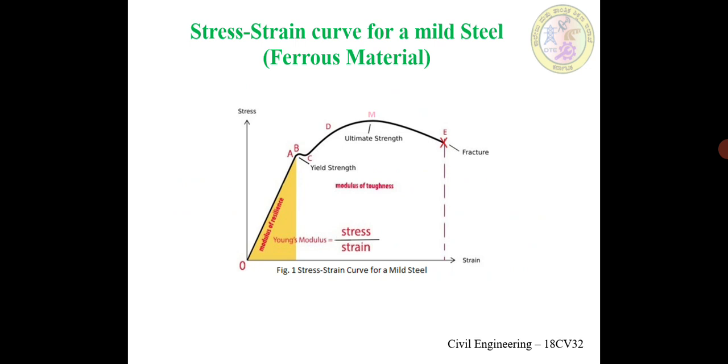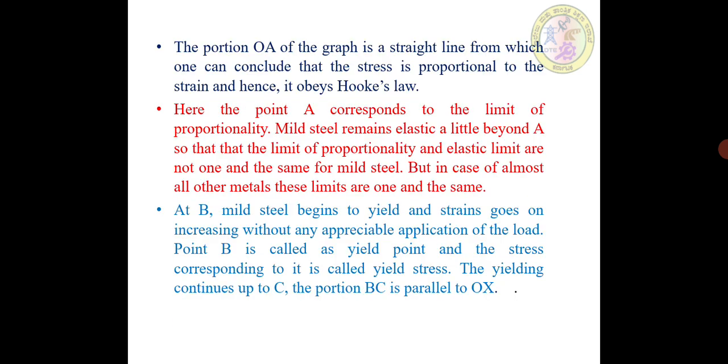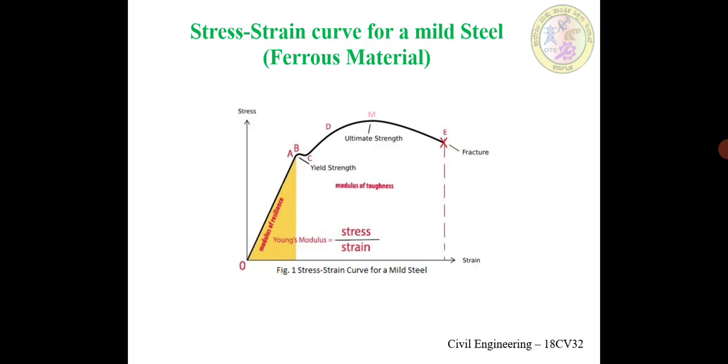At point B, mild steel begins to yield and strain goes on increasing without an appreciable increase in the load. Point B is called the yield point and the stress corresponding to it is called yield stress. The yielding continues up to C. The portion BC is parallel to OX.